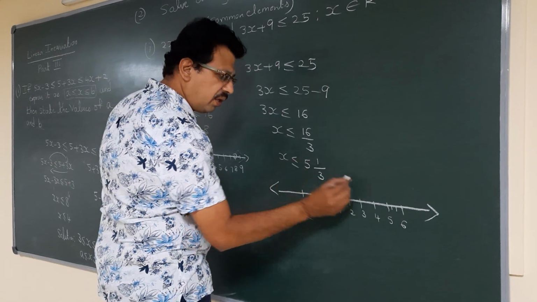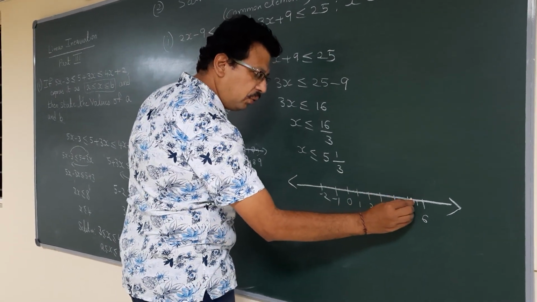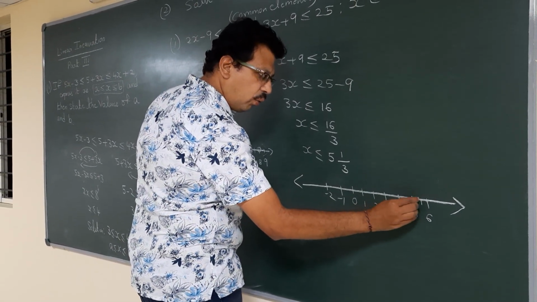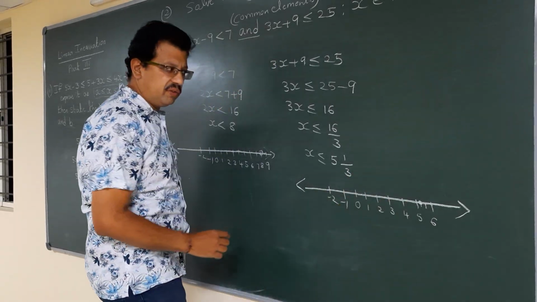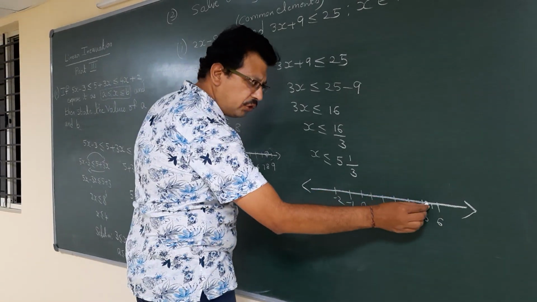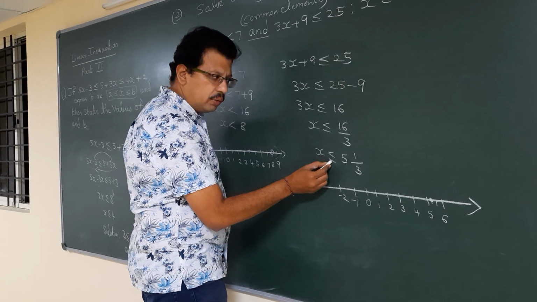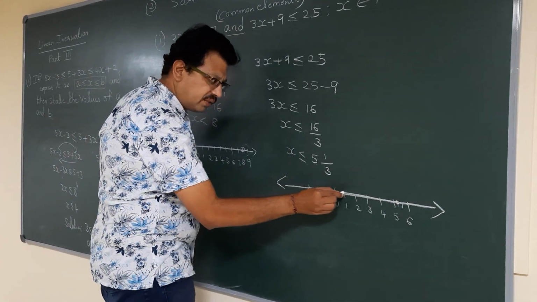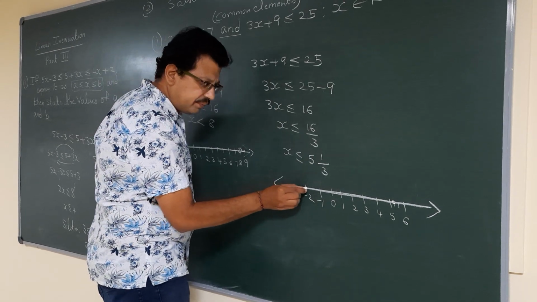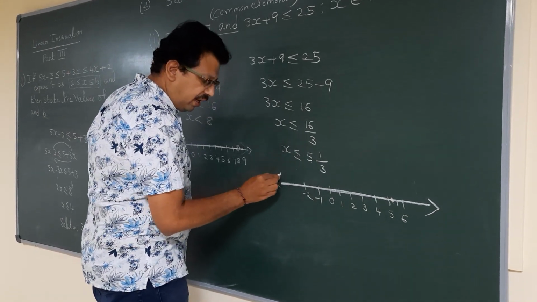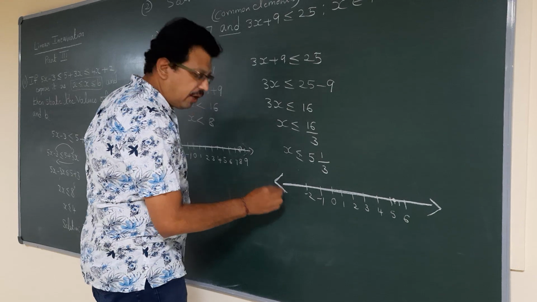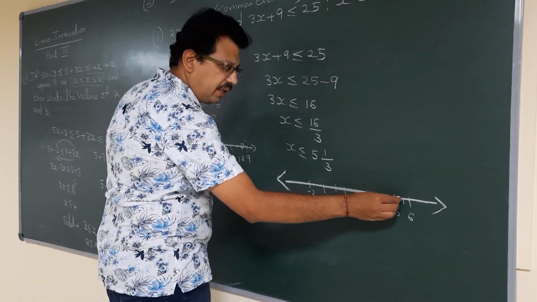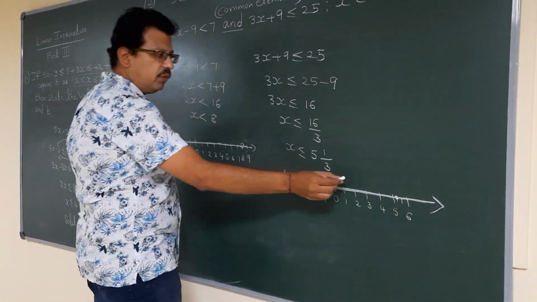x less than or equal to 5 1/3. So we have to darken this first part, 5 1/3. Why should we darken it? Because it's less than or equal to. Okay, 5 1/3. So we write this less than, and you should darken the arrow mark also. So therefore it is x less than or equal to 5 1/3.